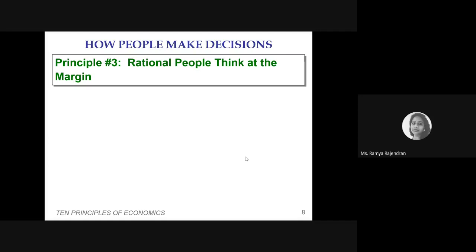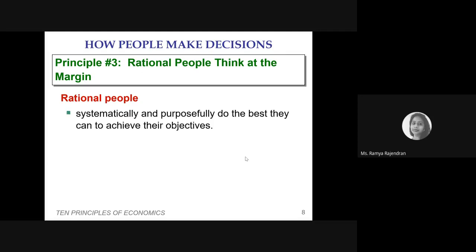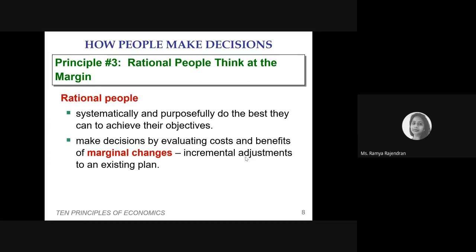because at the end of this 5 years you might get placed in a company where you will be earning more than this. You'll not be earning 2 lakhs per annum, you might be earning 6 lakhs per annum or 10 lakhs per annum, right? Depends. So if you're rational people, you think on the marginal cost. Systematically and purposefully they do the best. These rational people always want to achieve their objectives by doing things systematically and purposefully. They always evaluate the costs and benefits of marginal changes.